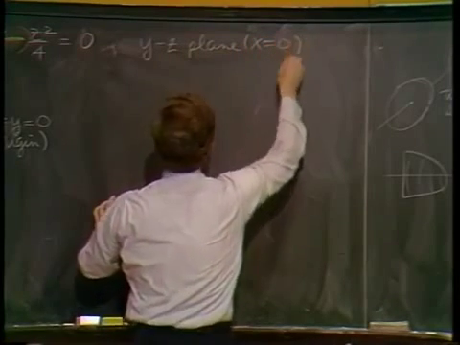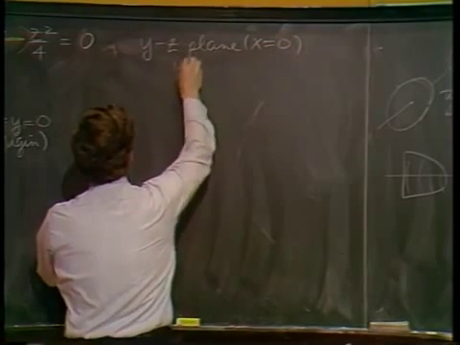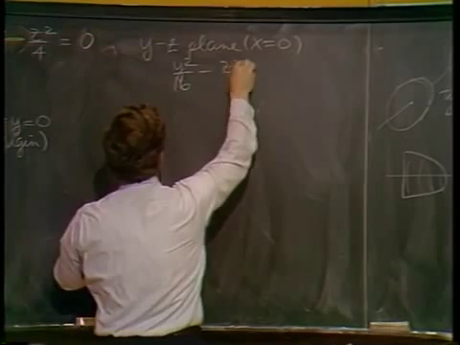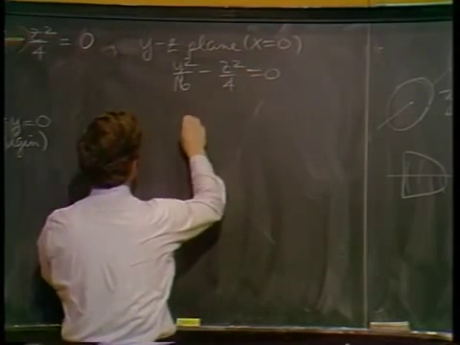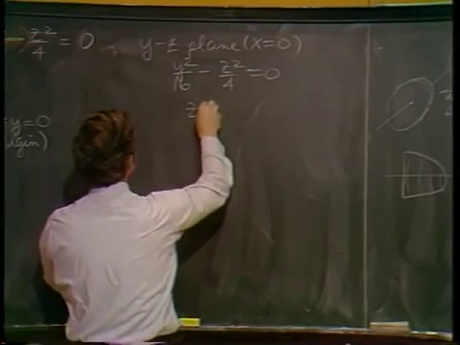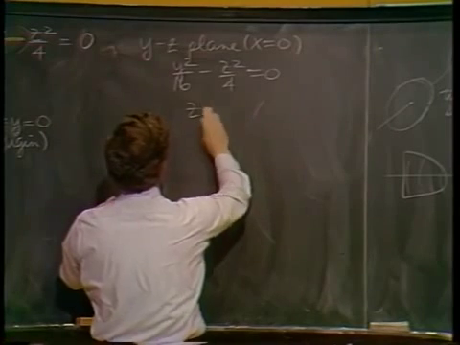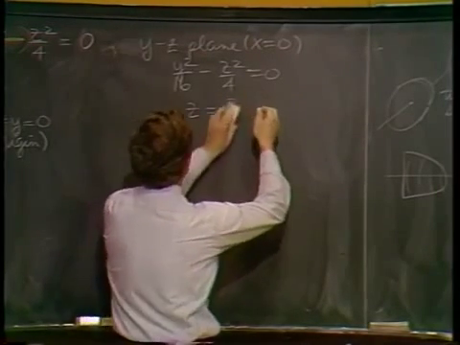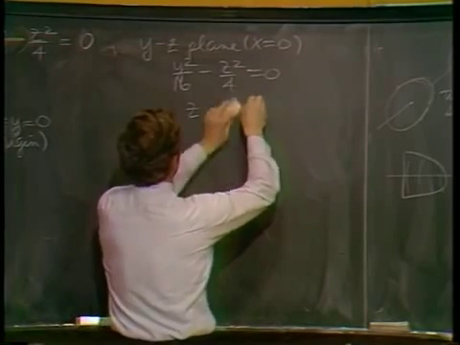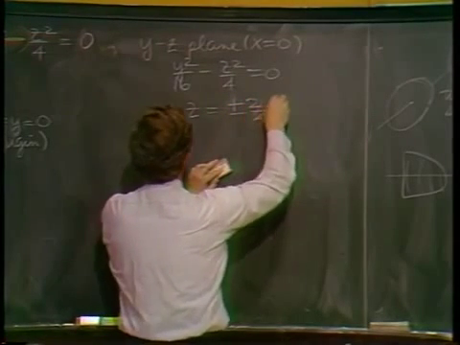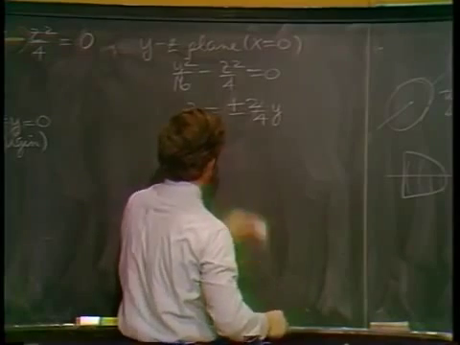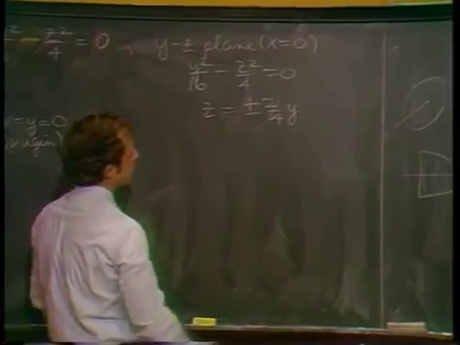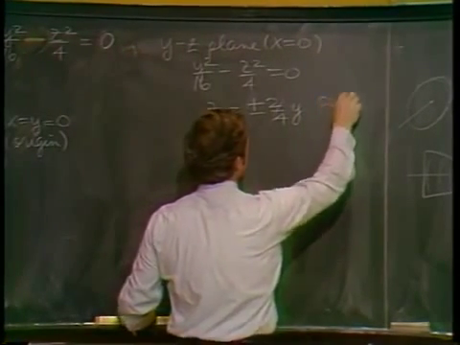If you said x equals 0, you've got y squared over 16 minus z squared over 4 equals 0. If you solve that, I think you'll see that z is plus or minus 2/4, well, 1/2, times y. And that's also a pair of lines.